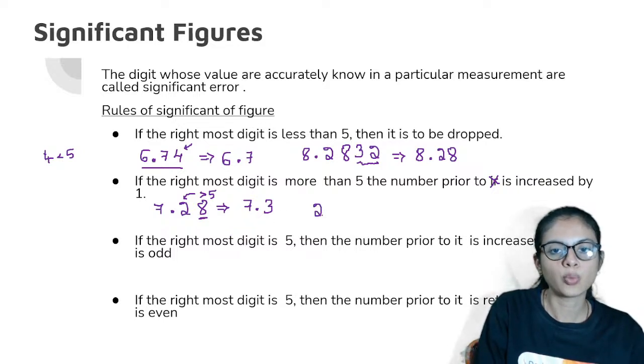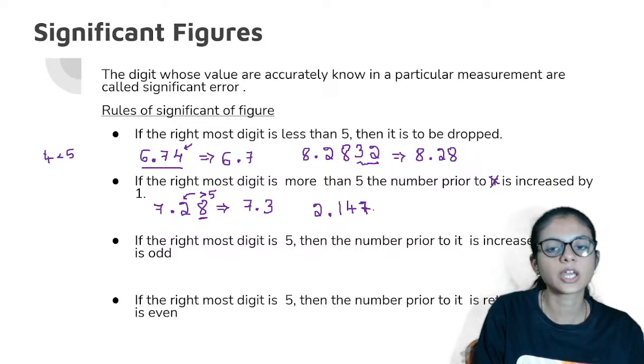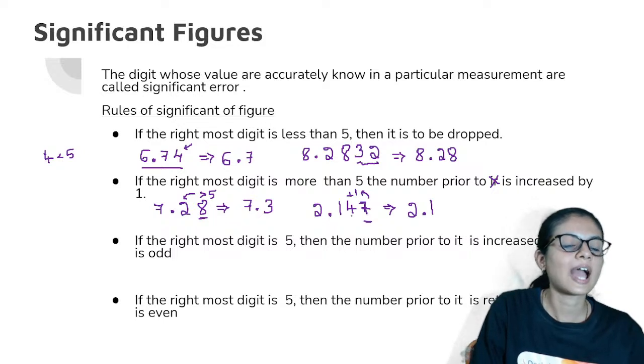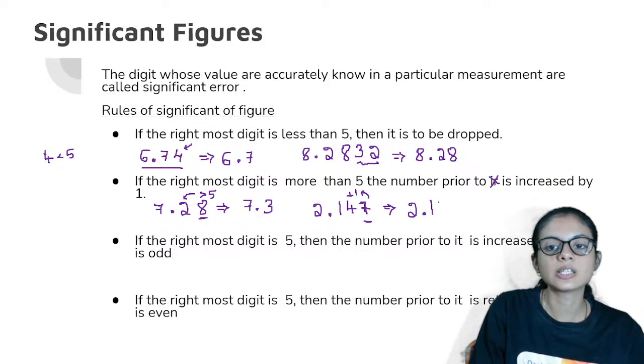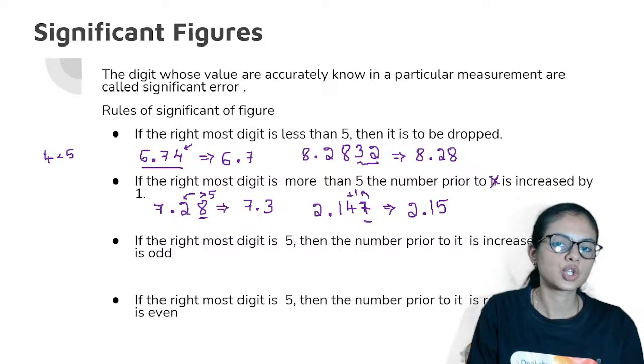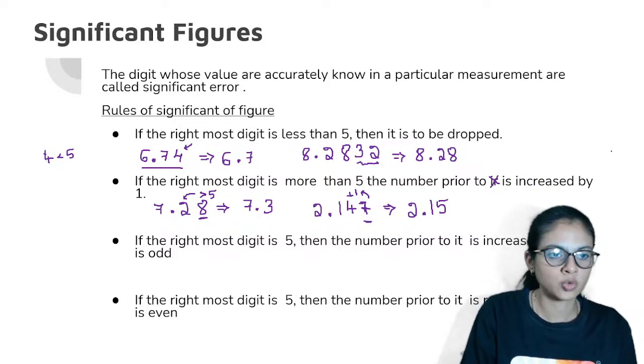Let me take here 2.147. Okay, so how to convert this? I'll see this rightmost number, which is greater. So I can convert this into 2.1. In the place of 4, it will get plus 1 because the rightmost number is greater than 5. Whenever the rightmost number is greater than 5, we will add 1 to the prior number. So it turns out to be 2.15. Now you can ask me, yes, you have converted it and it got reduced to 2.15.